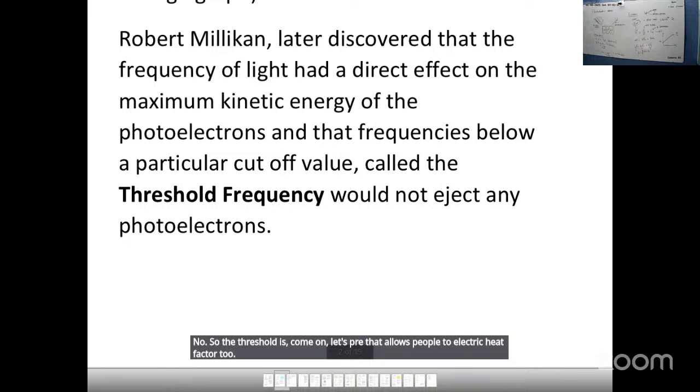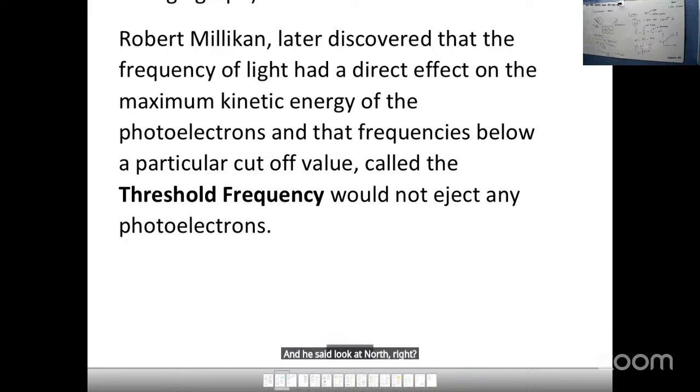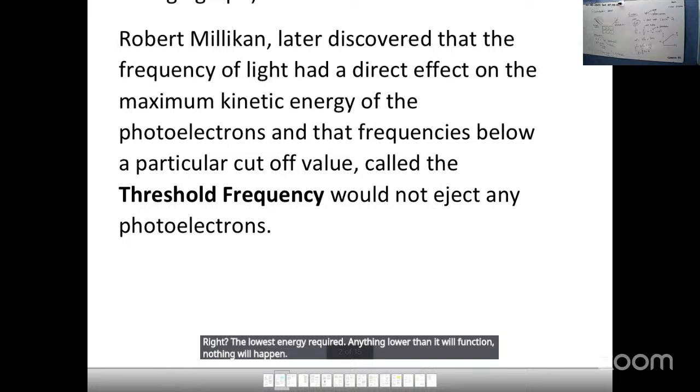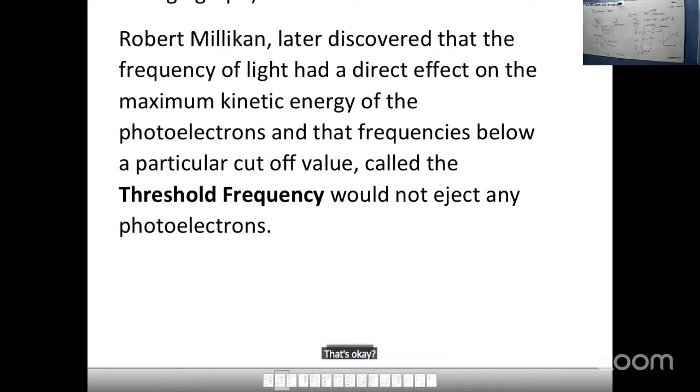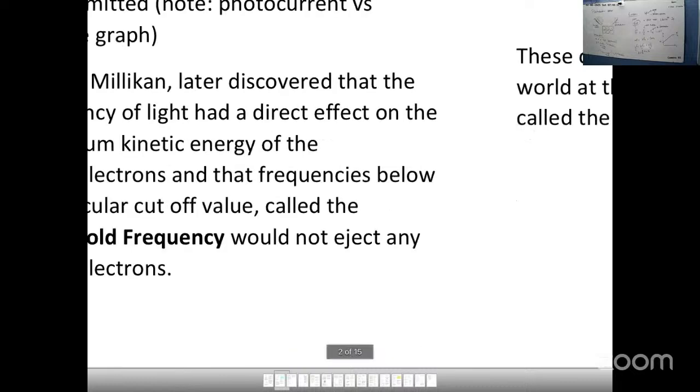And the symbol is f naught, right? What is h times f naught again? h f naught is the work function, the lowest energy required. Anything lower than the work function, nothing will happen. If the work function is 20 joules and you go below 20, nothing will happen. So the threshold frequency is the smallest frequency required for electrons to be ejected. All right, last thing.